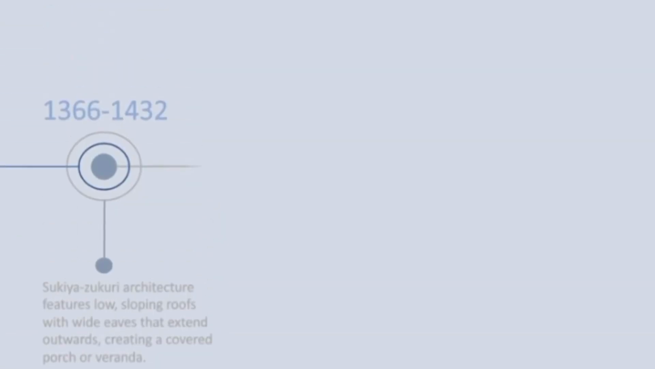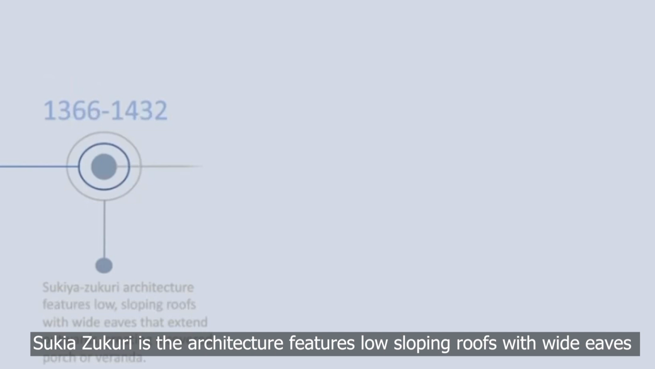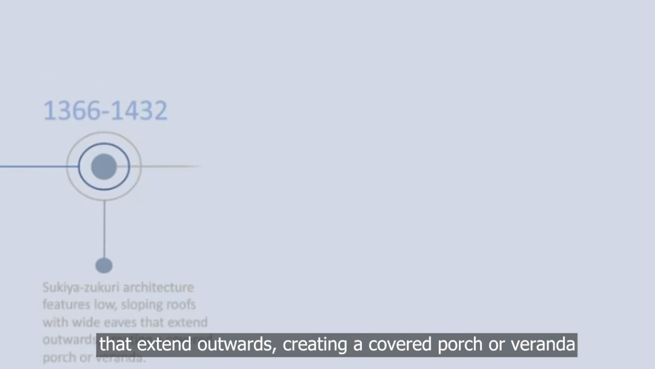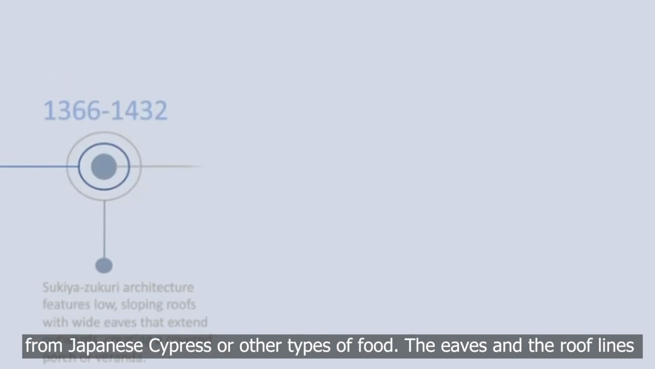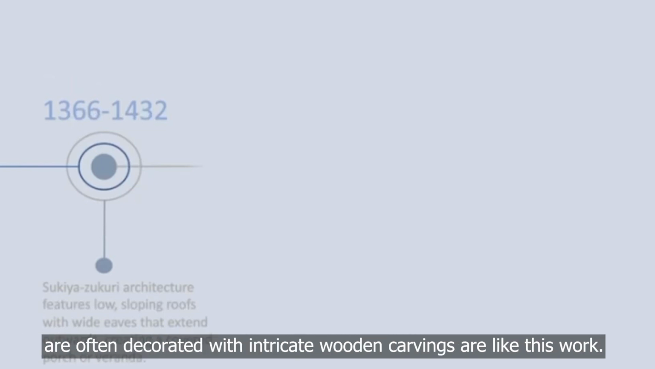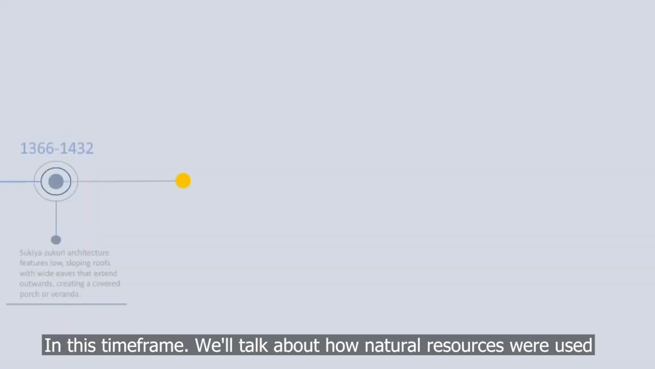And now let's talk about our timeline. Sukiya-zukuri architecture features low sloping roofs with wide eaves that extend outwards, creating a covered porch or veranda. The roofs are typically thatched with rice straw or covered with shingles made from Japanese cypress or other types of wood. The eaves and roof lines are often decorated with intricate wooden carvings or lattice work. In this time frame, we'll talk about how natural resources were used.